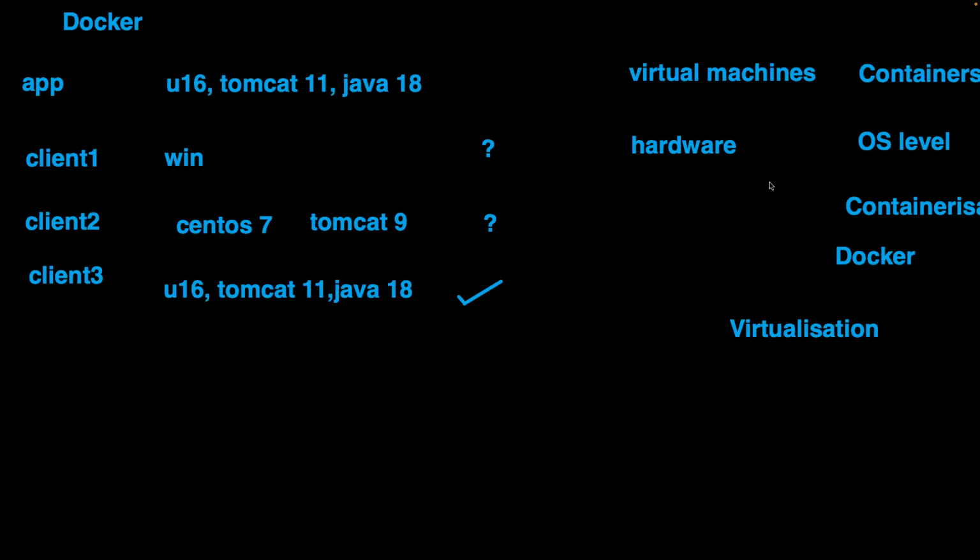So virtualization done at the OS level is containerization. It's the next step to virtualization, but it's not going to replace virtualization. Virtualization will still be there. So why do you need virtualization when you are using containerization? What is meant by virtualization done at the hardware level versus virtualization at the OS level?